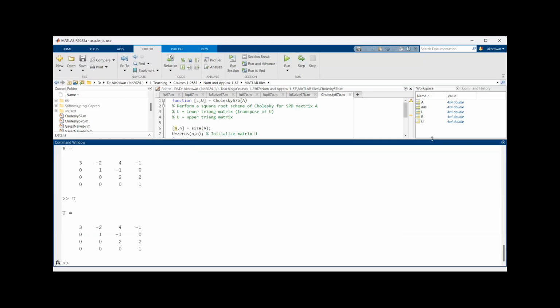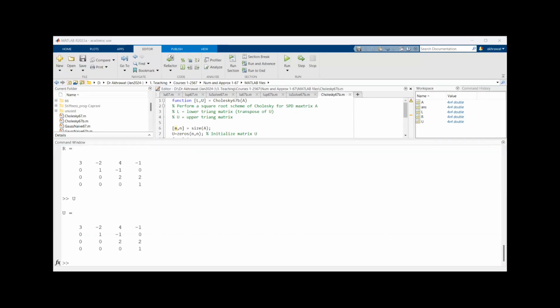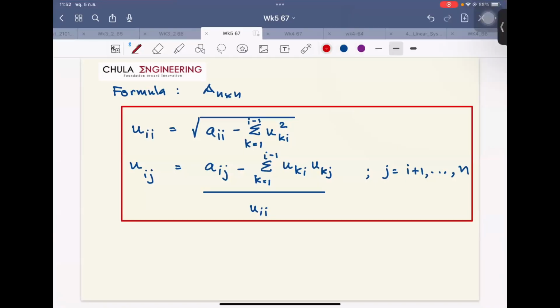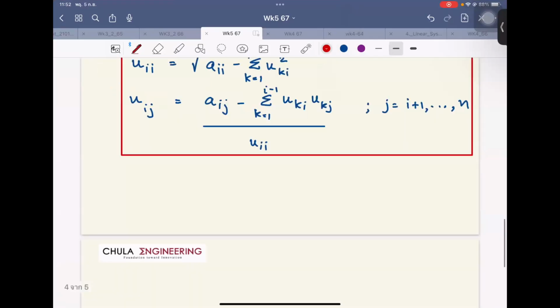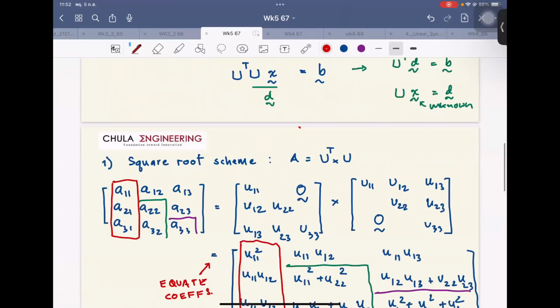Now this is the square root scheme, right? The name comes from the formula that involves the calculation of the square root, and we derive the formula from the observation of the matrix product and matching the coefficients. That's the first scheme. Now we go back to the second scheme. In the second scheme, we will not use the square root.